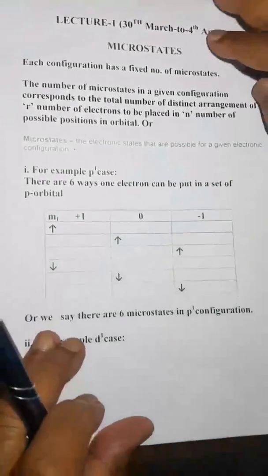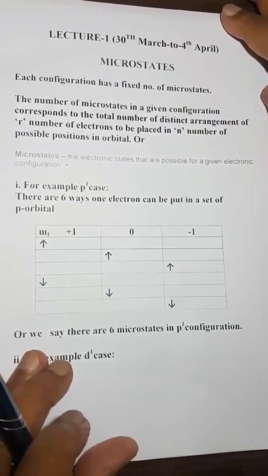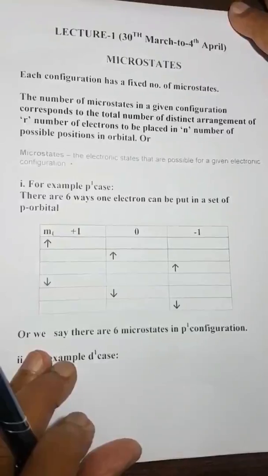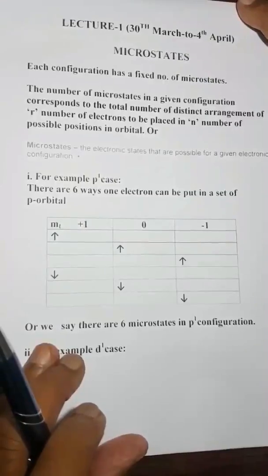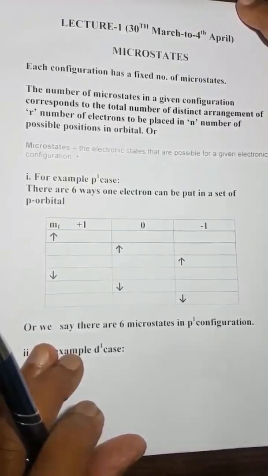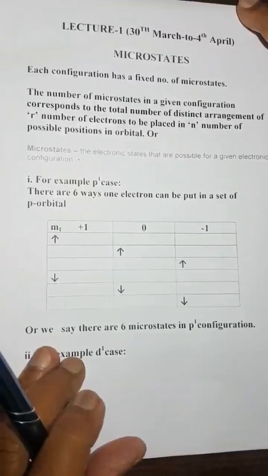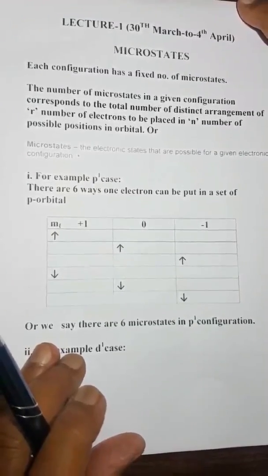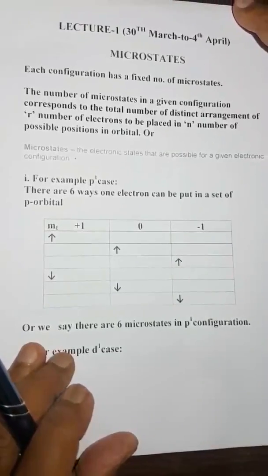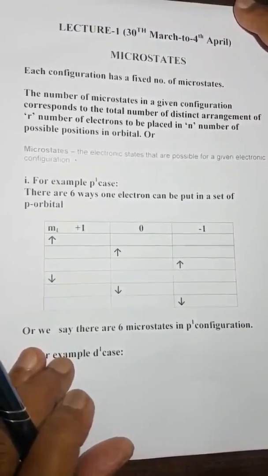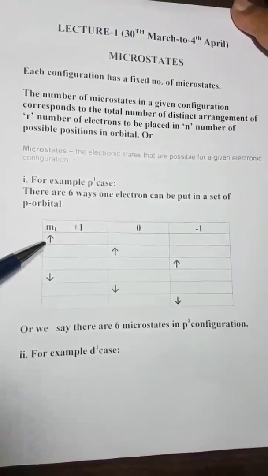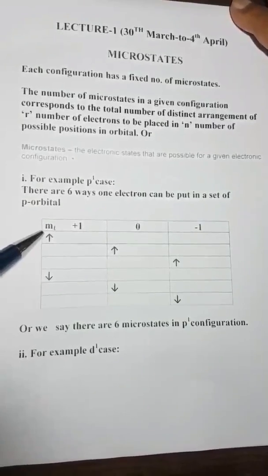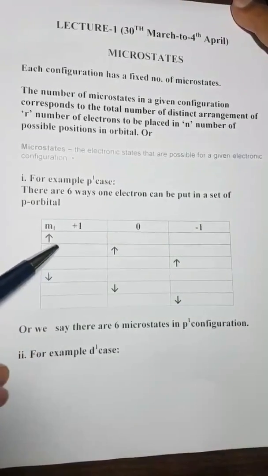Consider the p1 system. There are 3 p orbitals, as you know, and these 3 orbitals can accommodate a maximum of 6 electrons. That will also tell us that there are 6 possible ways in 3 empty orbitals. If we have 1 electron, as you can see on the slide, there are 6 ways in which this one single electron can be accommodated.